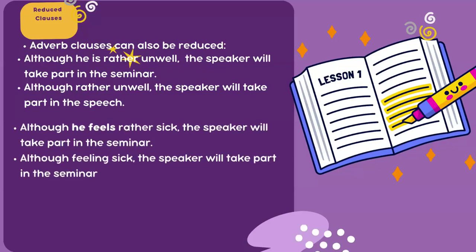Let's see another example. Although he feels rather sick, the speaker will take part in the seminar. Although feeling sick, the speaker will take part in the seminar. Unlike in the first one, in here I don't have a form of the verb be. I have another verb. However, I'm using the present participle to make the reduced clause.